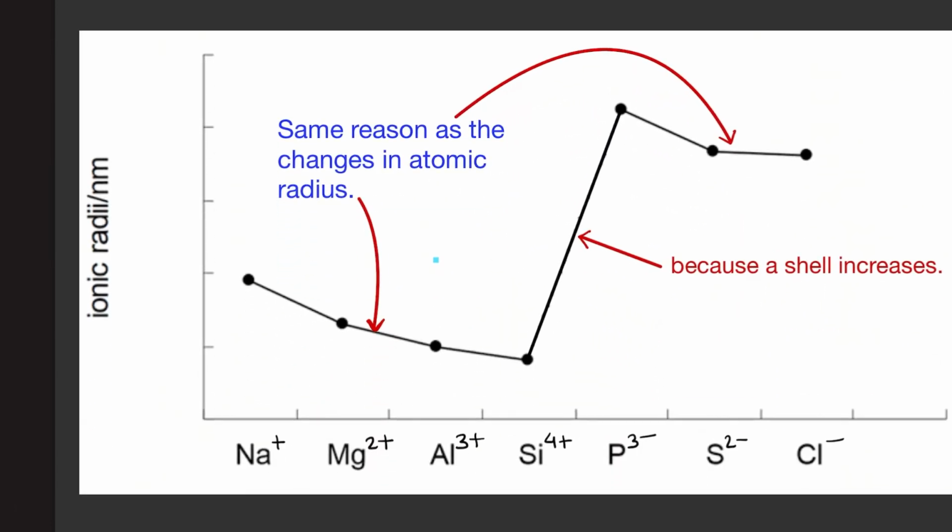So there are two reasons for these three changes. The decrease across the period is because of the increase in nuclear charge with the same electronic configuration and the same shielding, and the sudden increase in ionic radius is because there is an increase of one shell from the silicon ion to the phosphide ion.